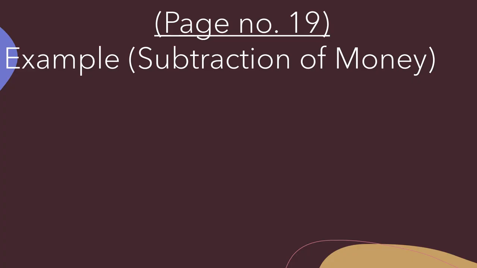Now beta, we will do one example of subtraction of money which is given on page number 19 in your book. It is given: subtract rupees 81.77 from rupees 100.18. I'm going to tell you stepwise how you have to solve the subtraction sum. Here the bigger amount is 100.18 and the smaller amount is 81.77. So we first write 100.18 and after that we will subtract 81.77 from it.